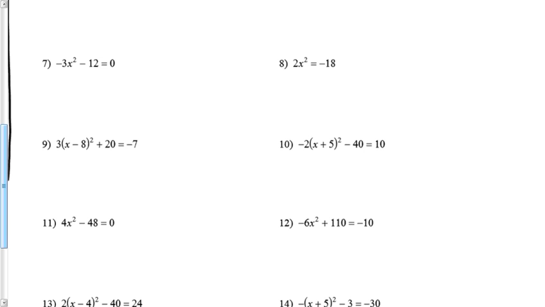Again, vertex form. So we'll add 40 to both sides. Divide by -2. And notice this is not a perfect square. We have that negative in front of the 25. So when you take the square roots, it's positive and negative 5i.